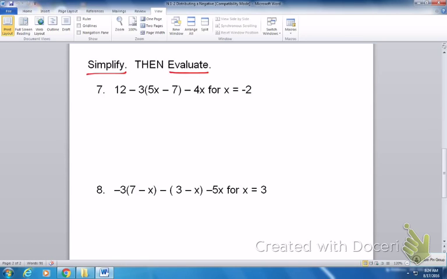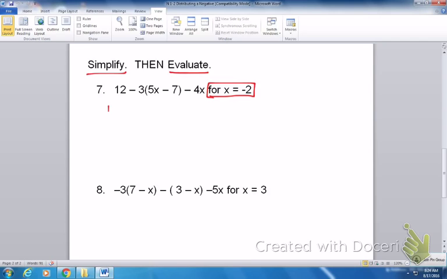I have my normal distribution problem that we saw on the last page. 12 minus 3 times 5x minus 7 minus 4x. But then it says this for x equals negative 2. So when we simplify it down like we did on the first page, then we're going to plug in a number for the variable and actually have a number answer, okay? So let's just start with the distribution, okay? Let's not worry about evaluate at all.